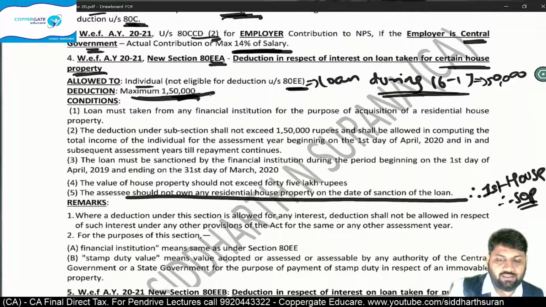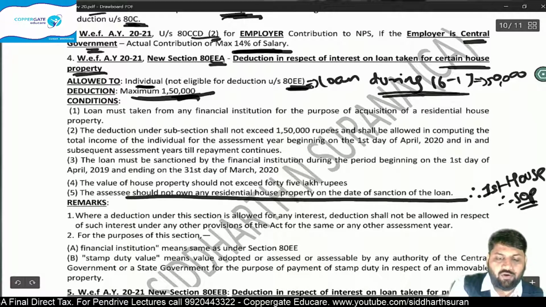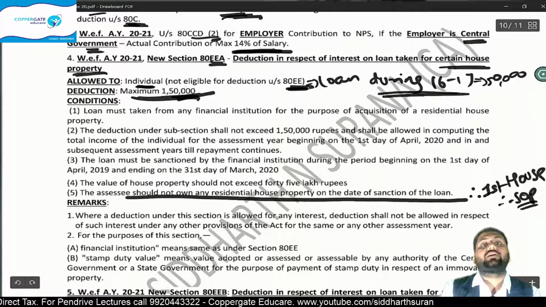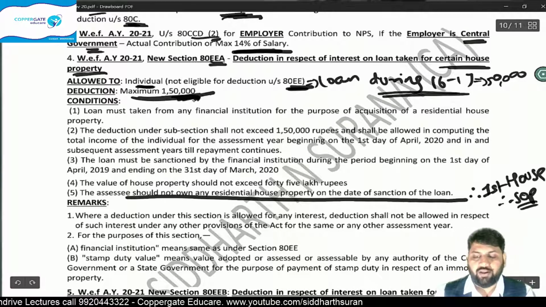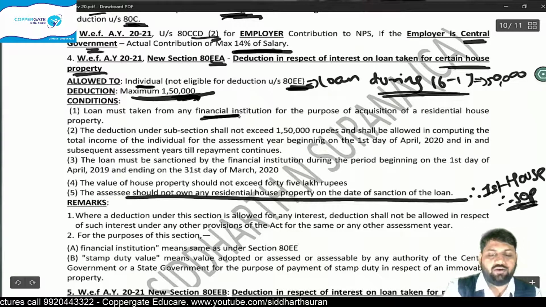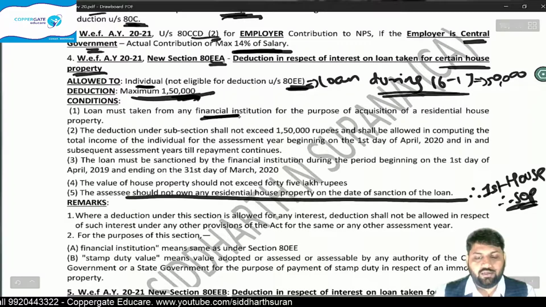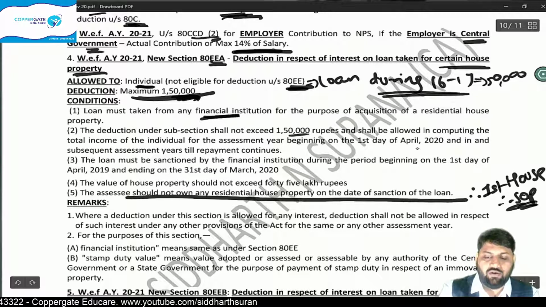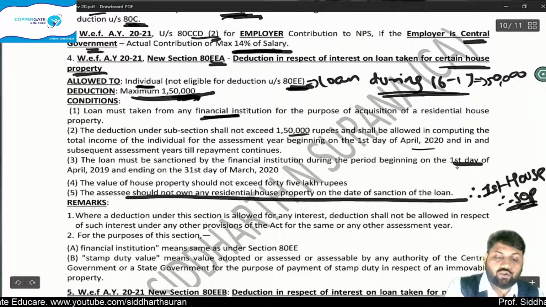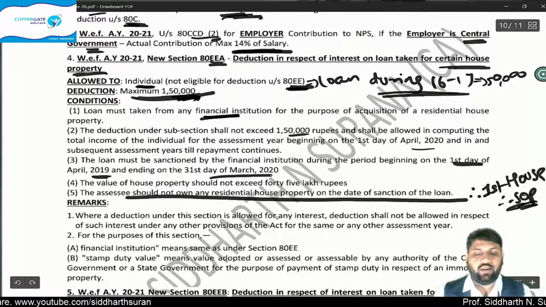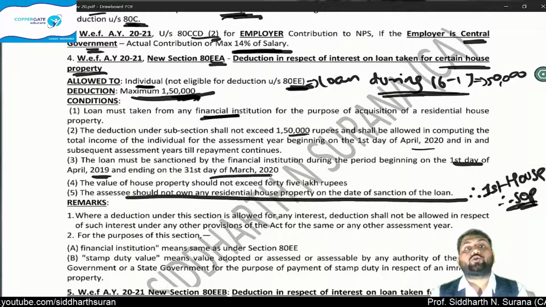Let's see the other conditions. Individual not eligible for 80EE, actual interest first take SOP, then remaining you bring here up to maximum of 150. This is your first house. Loan should be taken from any financial institution. Once you take this deduction, you will not get any deduction under any other section. Obviously, this loan should be taken during the year 1920.